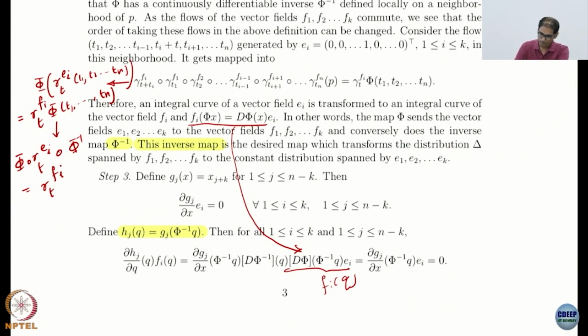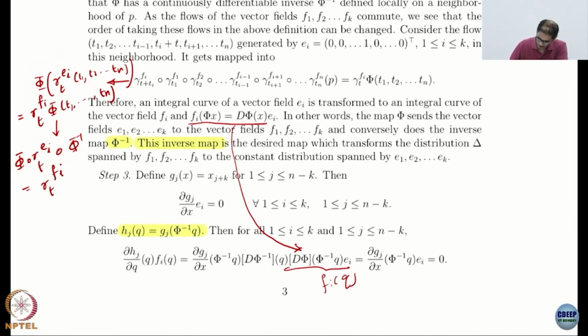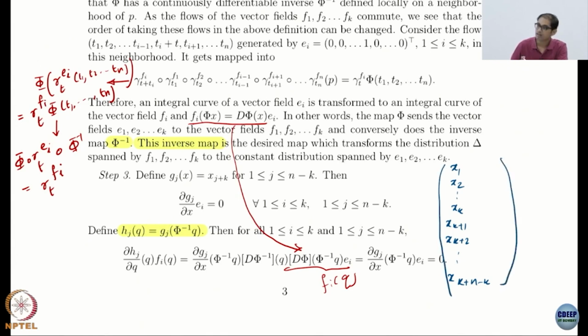What do I say? All I do is I pick these annihilating functions as x(j plus k) for j starting from 1 to n minus k. I hope this is not getting already too complicated. Just look at this: x1, x2, xk, xk plus 1, I am going to write this as xk plus n minus k. You see this vector?